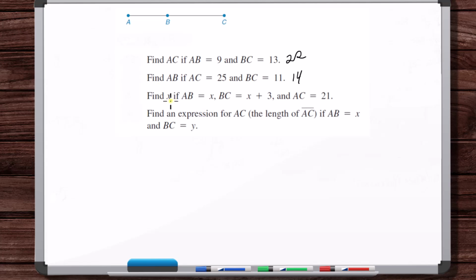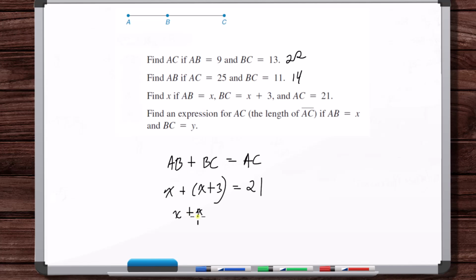All right, find X if AB is equal to X and BC is equal to X plus 3 and AC is equal to 21, then what must X be? Well, the relation here we know, again, is the length of AB plus the length of BC is equal to the length of AC. So let's just plug these in. If AB is equal to X and BC is equal to X plus 3 and AC is equal to 21, now let's just solve this.